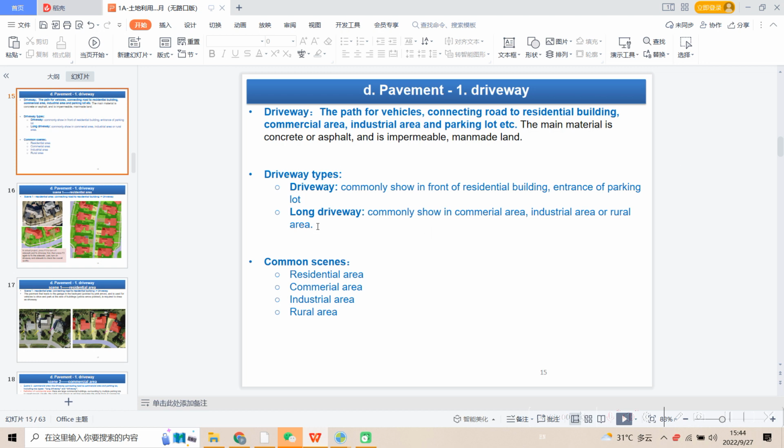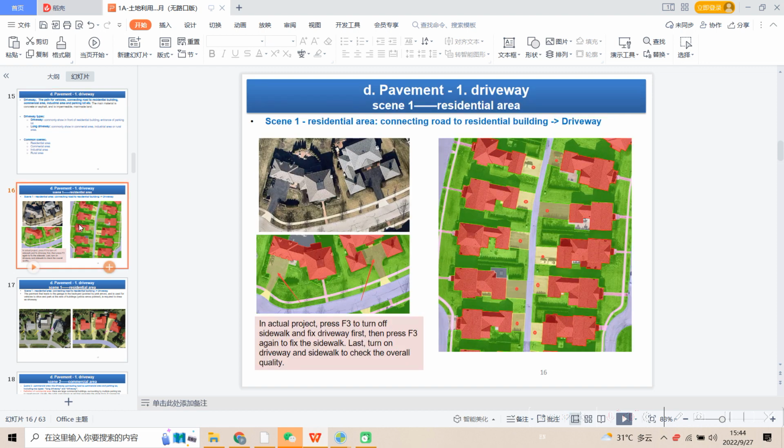So, the driveway types. There is the driveway, also known as the short driveway, commonly shown in front of a residential building or at the entrance of a parking lot. And there's also the long driveway, commonly shown in commercial areas, industrial areas, or rural areas. Driveways can usually be seen in residential, commercial, industrial, and rural areas. So let's move to the real examples.